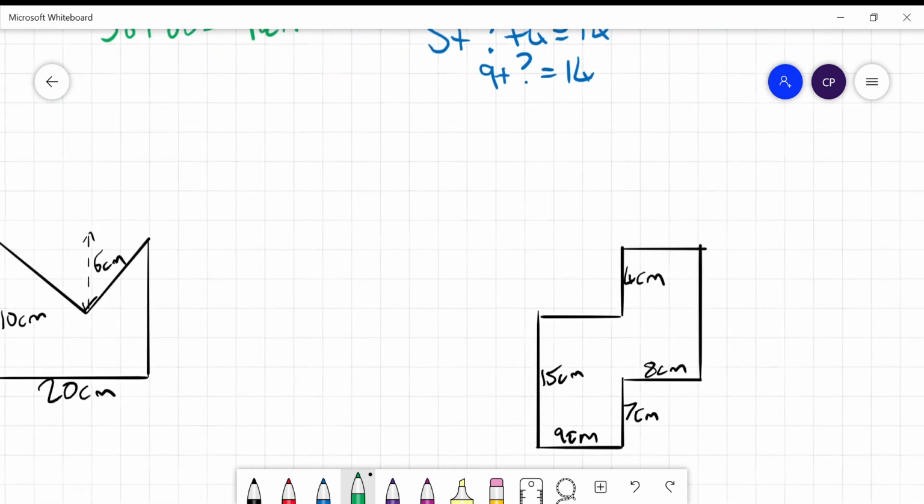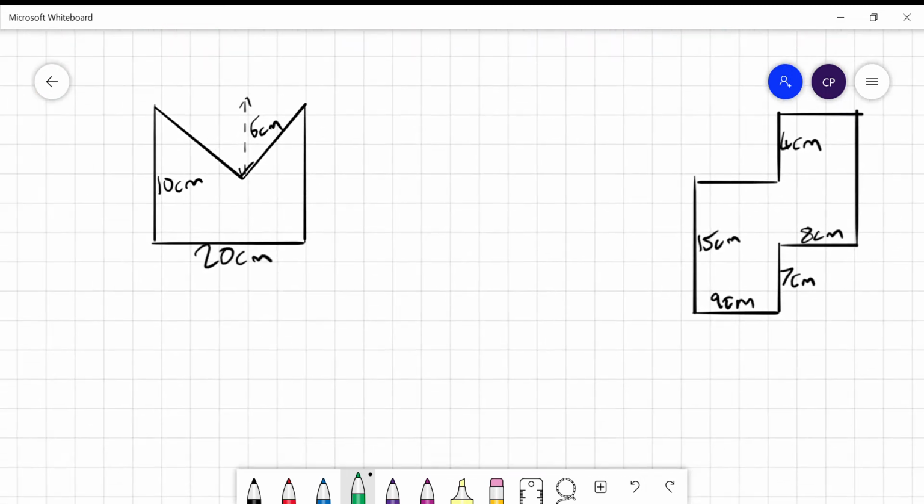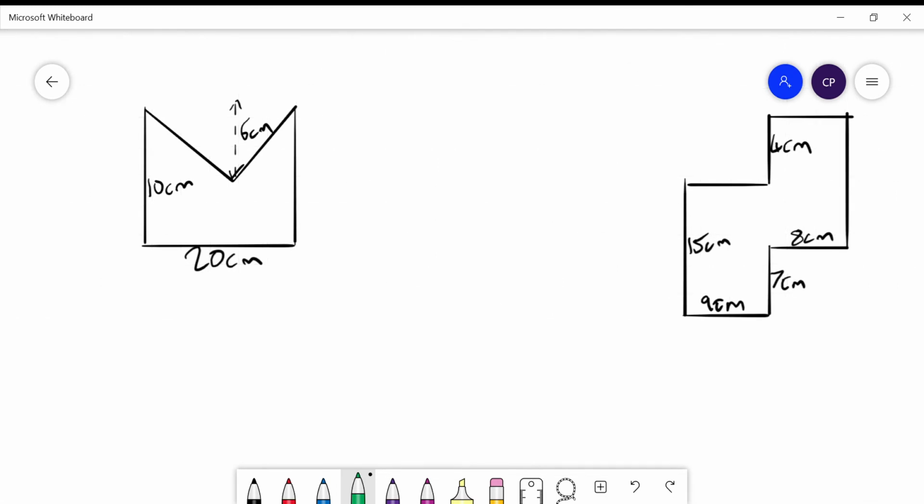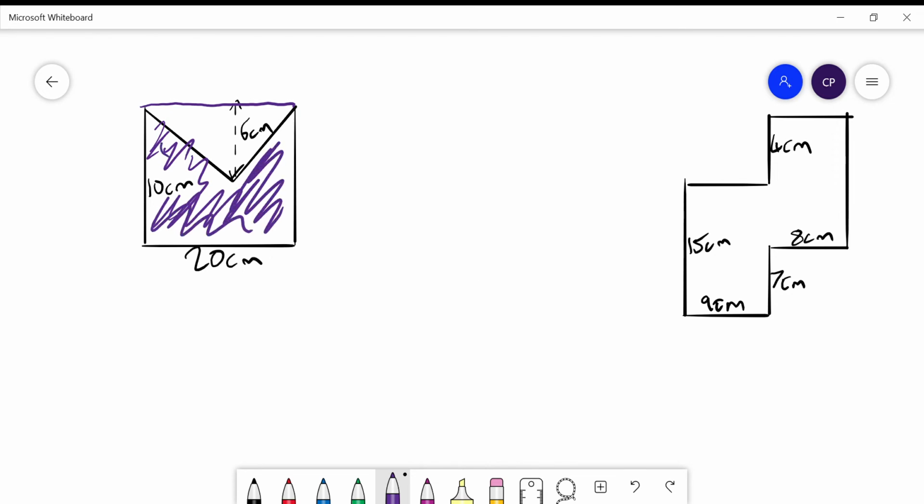Let's move across to this example over here. Now you'll notice with this one here, we actually have a rectangle that's been cut into. So I'm just going to put my rectangle back in place. And we just need to remember that it's this that we're working out the area of, just here. So this shape here. And it is a rectangle that's had a triangle cut out. So let's work out the area of the rectangle first.